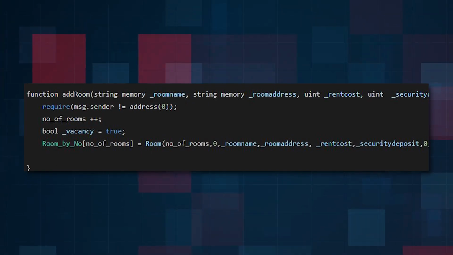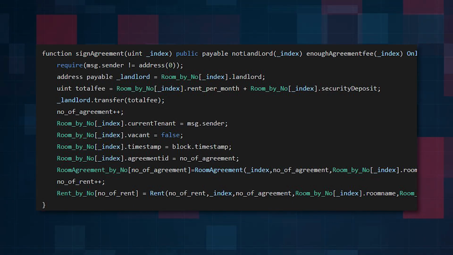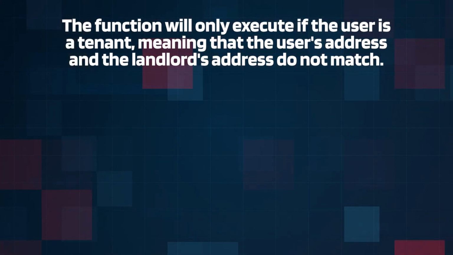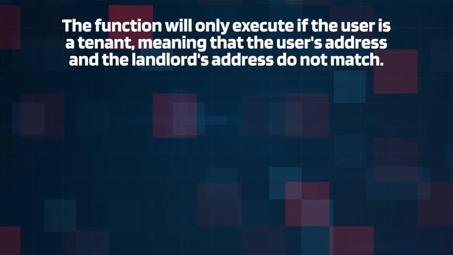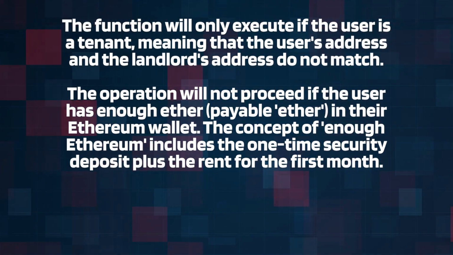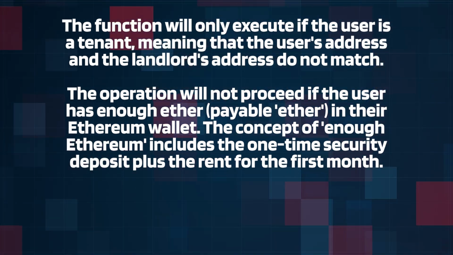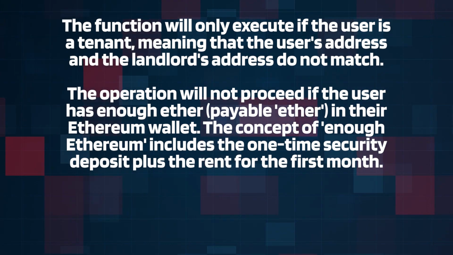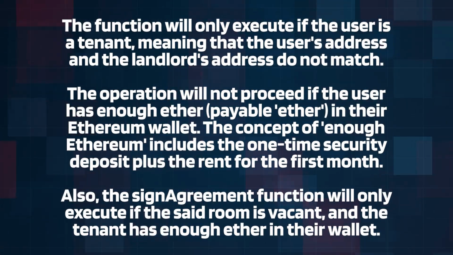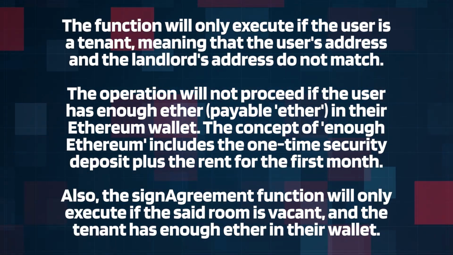Start with adding rooms. Then you can implement the sign agreement function to sign the rental agreement for a hostel room between the landlord and the tenant. This function has some features that you should take into account. The function will only execute if the user is a tenant, meaning that the user's address and the landlord's address do not match. The operation will not proceed if the user has enough payable Ether in their Ethereum wallet. The concept of enough Ethereum includes the one-time security deposit plus the rent for the first months. Also, the sign agreement function will only execute if the said room is vacant and the tenant has enough Ether in their wallet.